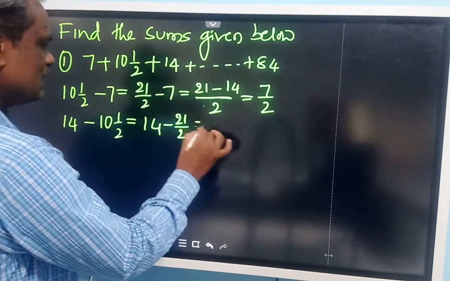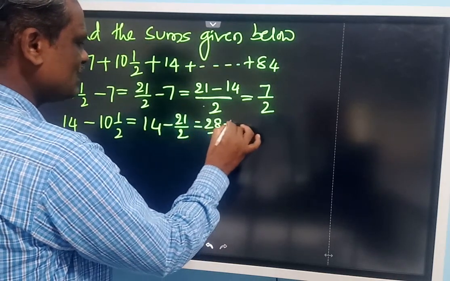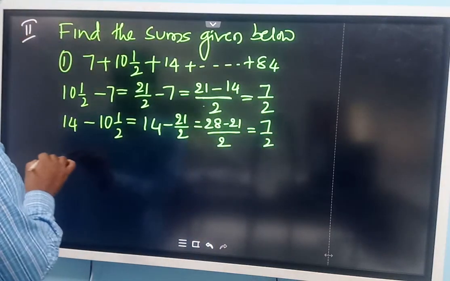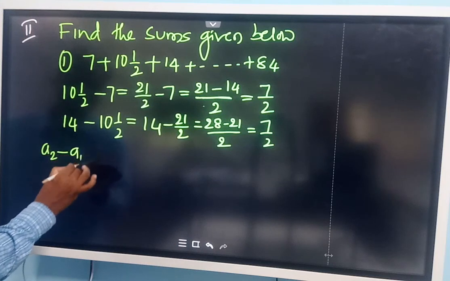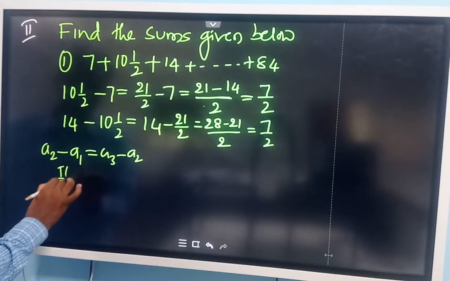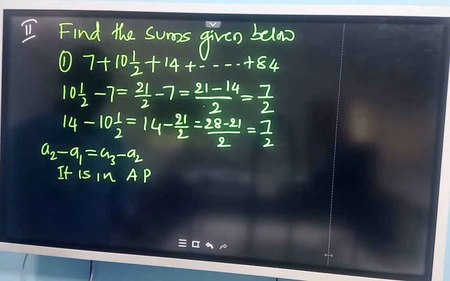21 by 2. LCM here 2. For 14, 2 14s are 28 minus 21. It is 7 by 2. So therefore here A2 minus A1 is equal to A3 minus A2. So it is in AP. It is an arithmetic progression.